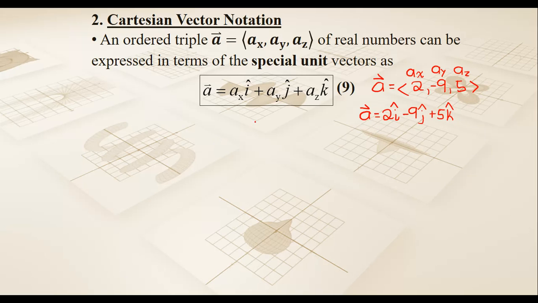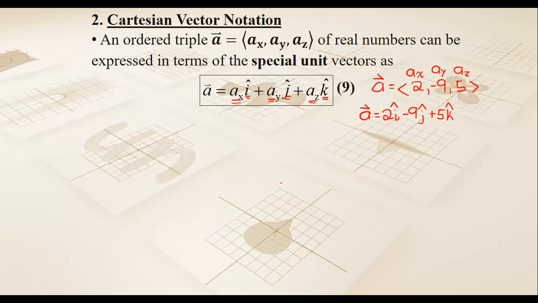Now, the one thing I want to point out for explaining how this works is that you'll remember the special unit vector i only has an x component, therefore it's attached to the x component of vector A. Special unit vector j only has a y component, therefore it's connected to the y component of this vector. And special unit vector k only has a z component, so it's connected to the z component of this vector.